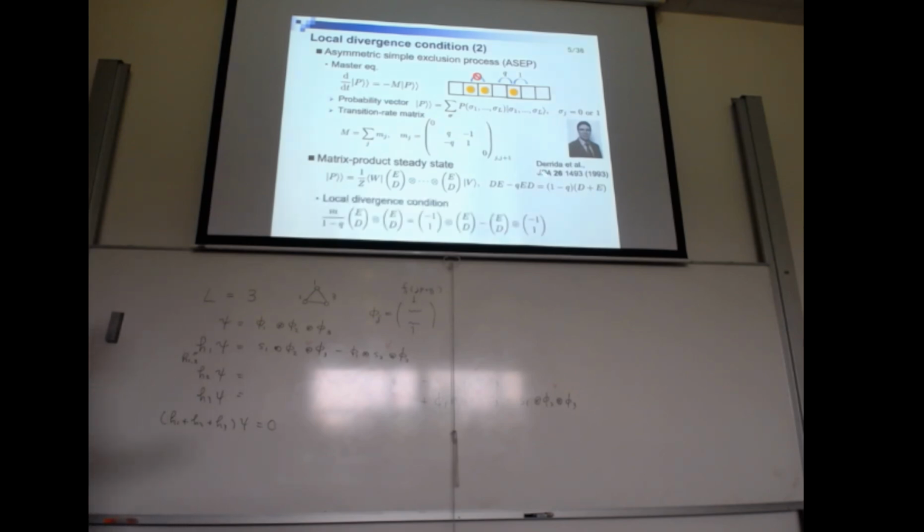And using this relation, we can show that this is a zero eigenvector of this matrix M. Because you can show that this local product of E and D vectors satisfy this relation. And you see, this is something minus something. So this is a matrix product generalization of the local divergence condition. So, okay, now let me prove it.